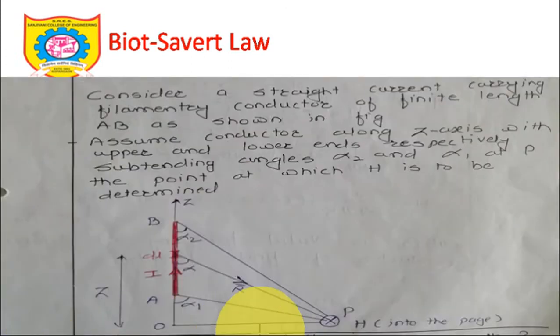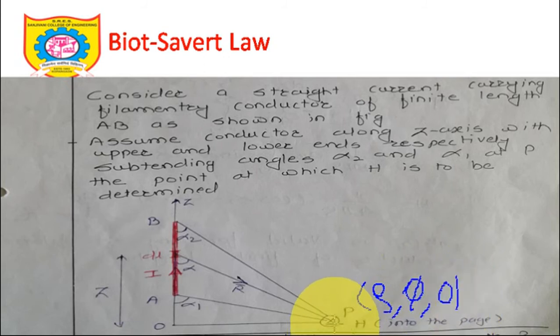Now this is very important. Let's say this is a point P. As this particular current carrying conductor has cylindrical symmetry, I can consider the coordinates of point P as rho, phi, 0. Why rho, phi, 0? Since this is a point in the rho phi plane. So it has a certain rho, it has phi, and it has 0.